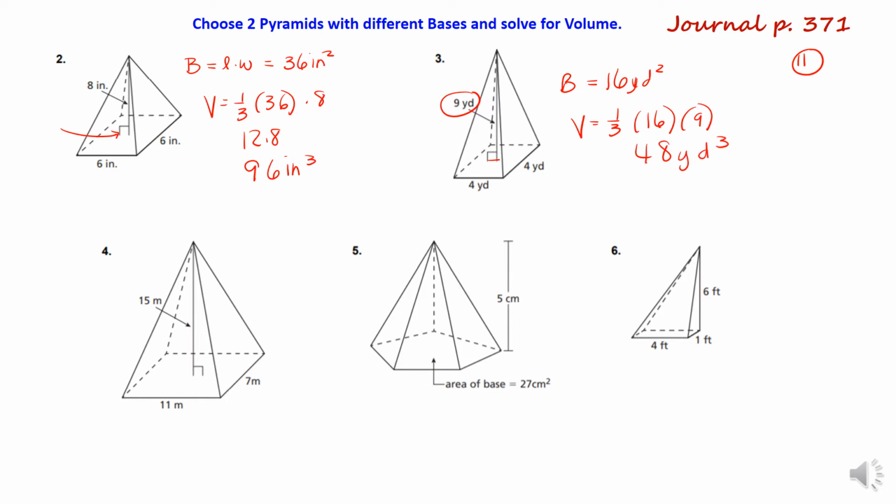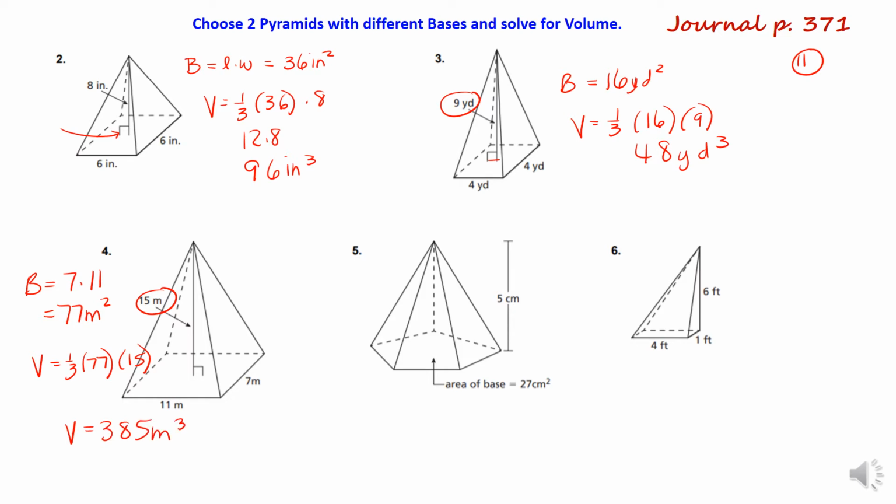Okay, this one over here is a rectangular pyramid. So my big B is 7 times 11 or 77 meters squared. So now I'm going to multiply my volume is 1/3 times 77. Here's my height of my pyramid times 15. And so that one is 5 times 77. And the volume equals 385 meters cubed.